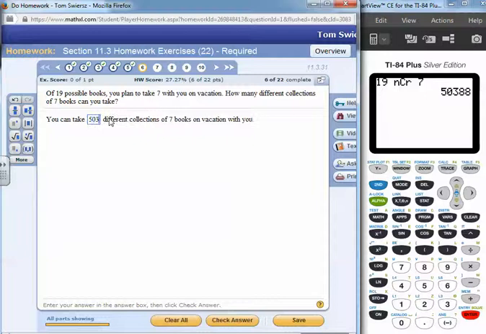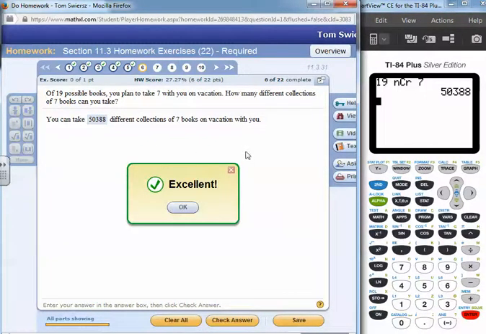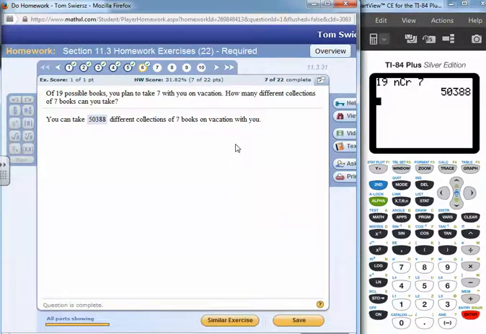And then it automatically has the formula built in, and you get 50,388. So if we multiplied those numbers together by hand, we would get that same answer using pencil and paper. Unfortunately, the calculator will do it for us. All right, very good.